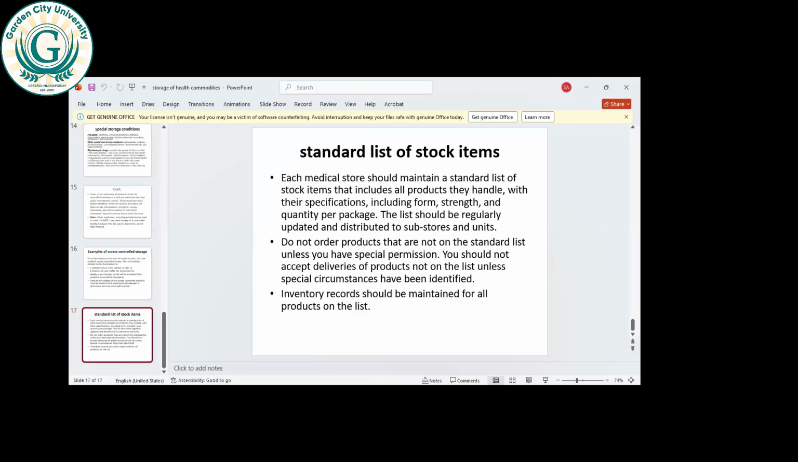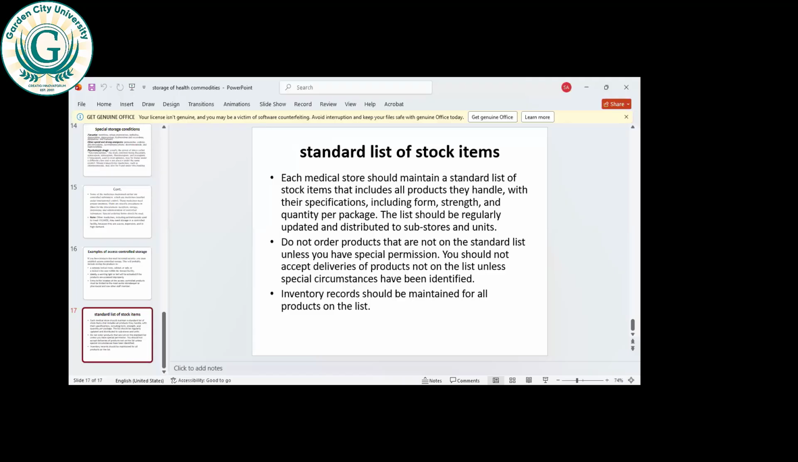So in your facilities, you have a standard list of stocks that you can order. And you cannot order drugs that are not in your standard stock list. And anytime you receive such stock, you are required to reject them because you are not supposed to.